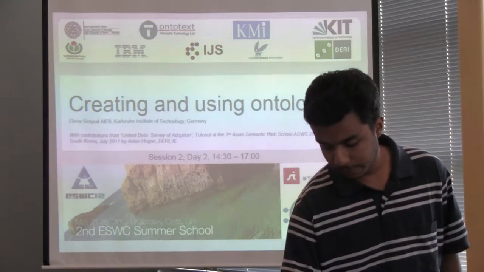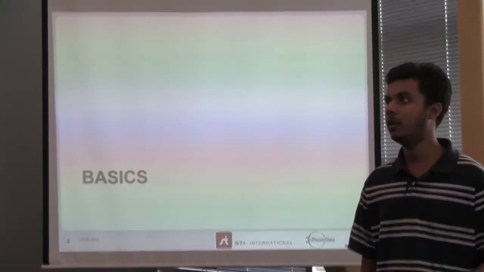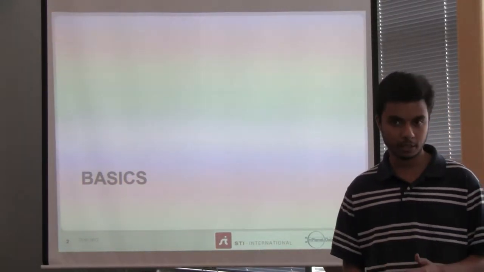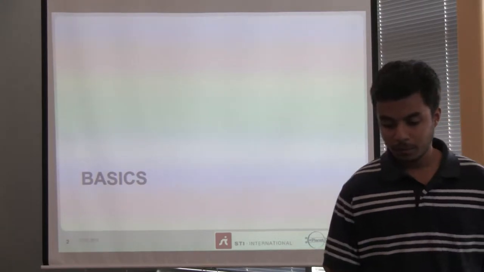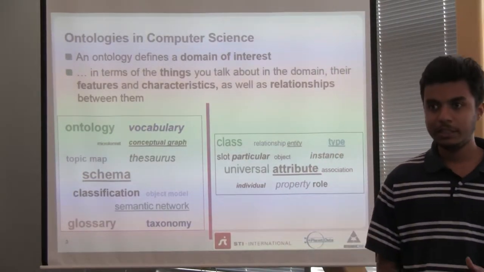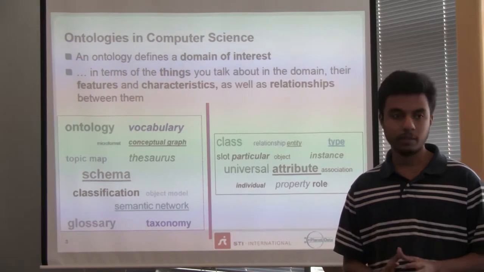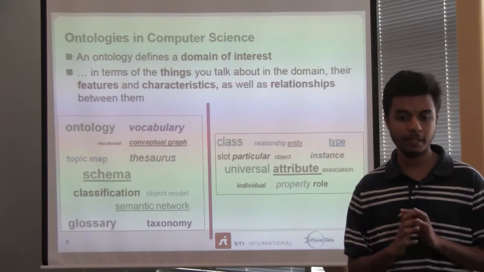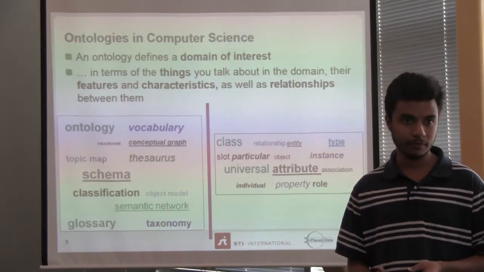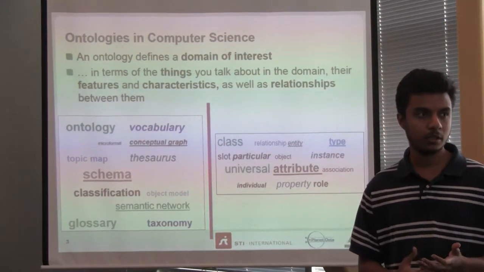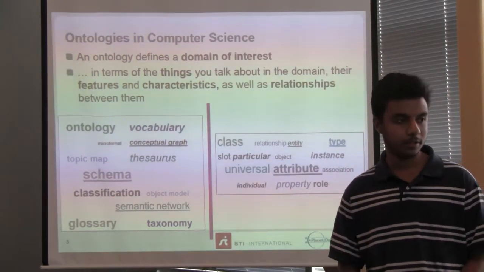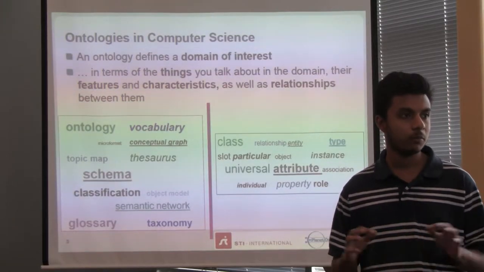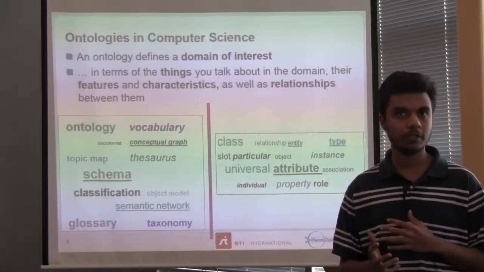So starting with the basics, before learning about how to create and use an ontology, the basic thing is to understand what exactly an ontology is. So an ontology basically models a particular domain, like for example healthcare or sports or cars, any domain of interest, so that we can infer stuff from it, reason on it, and the best application is semantic search. If we have an ontology, we can use it for searching things on the web.